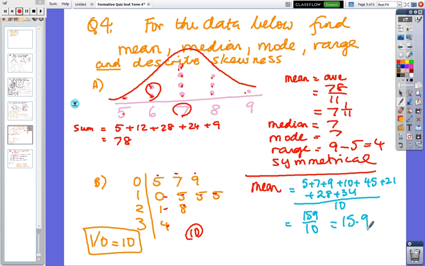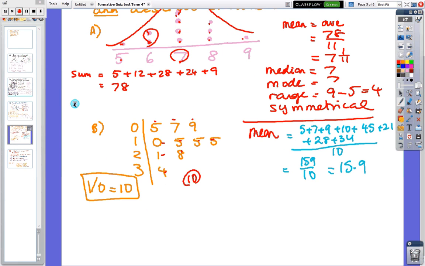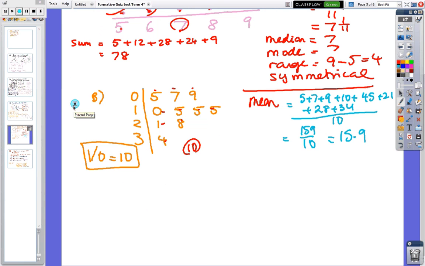Oh yeah, I've got my page extender. I can do that. I didn't think I had my page extender. That's that one done.